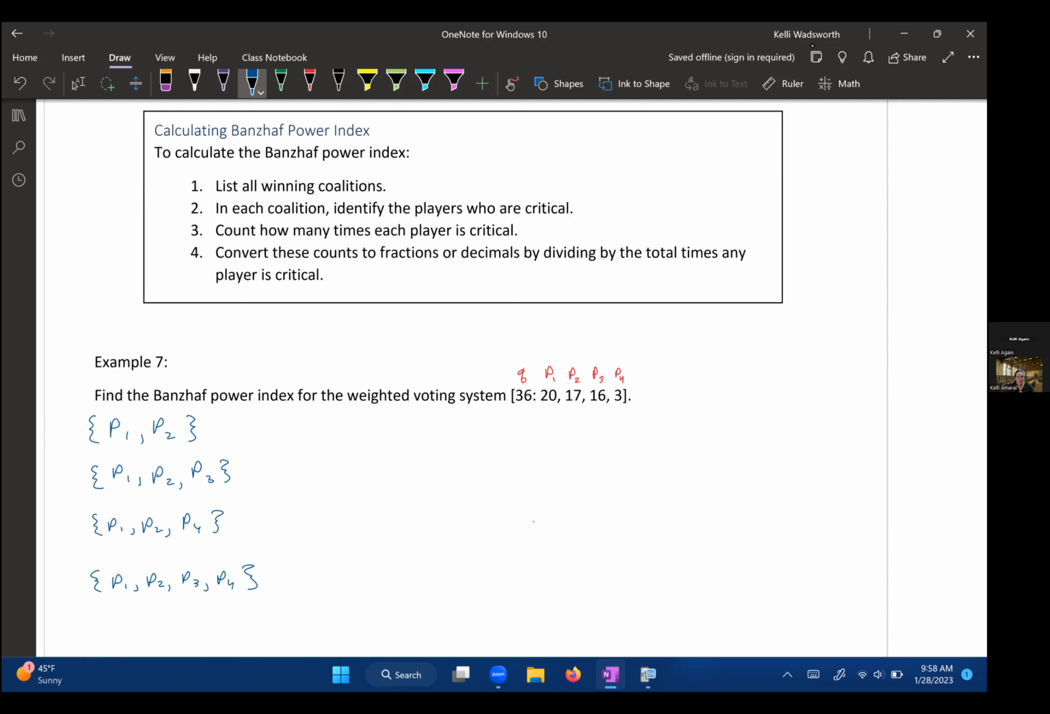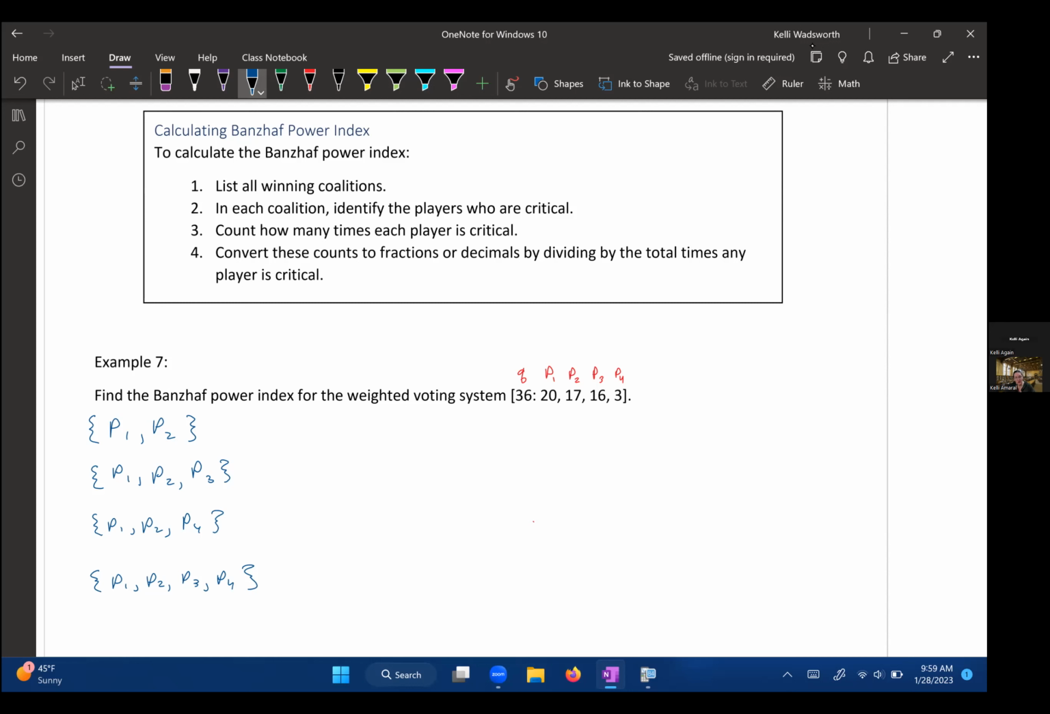We've got one and two. We've got one, two, three. Oh, actually, I'm thinking maybe we've missed one. What about 1, 3, 4? Okay, so actually, these are all winning coalitions that contain both players 1 and 2. That's what's going on here. Those are all possible winning coalitions that contain players 1 and 2.